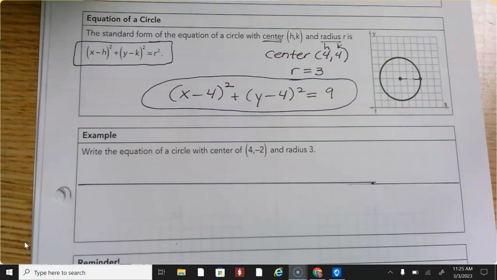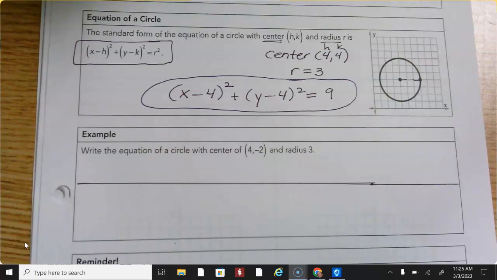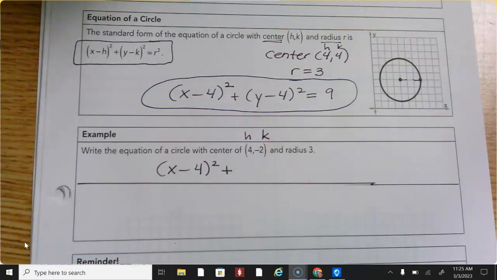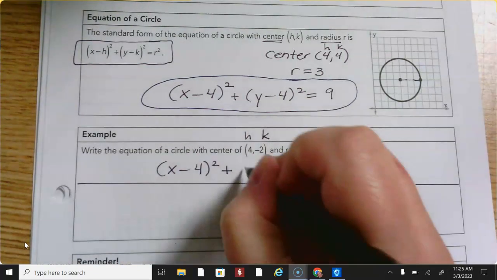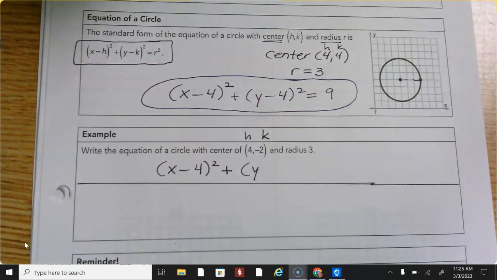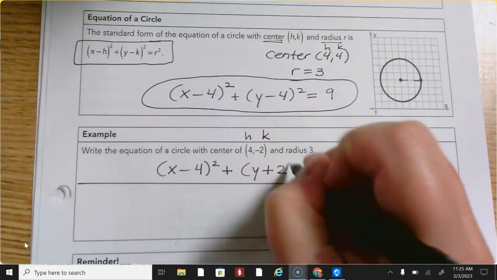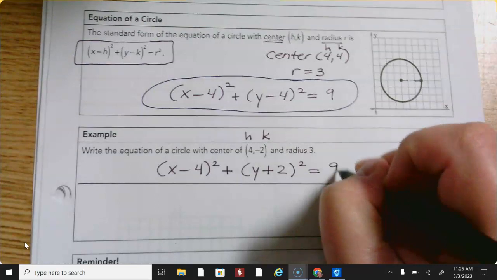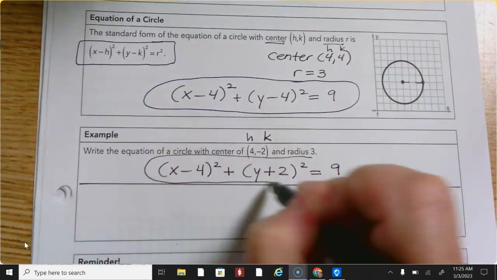All right, write the equation of a circle with a center of (4, negative 2). So 4 is the h value, the x value of the center, and negative 2 is my k, the y value of the center. And the radius is 3. So I'm going to write (x minus h) squared plus (y minus k), and k is negative 2. So minus a negative 2 becomes plus 2, squared, equals, the radius is 3, so 3 squared is what goes in the equation, and that's 9. So this is my answer to that first example.